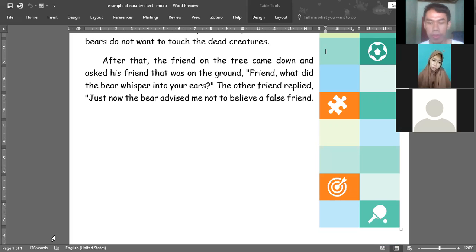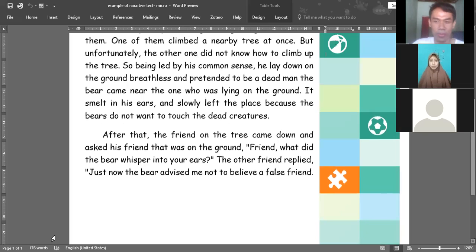After that, the friend on the tree came down and asked his friend that was on the ground, "Friend, what did the bear whisper into your ears?" The other friend replied, "Just now the bear advised me not to believe a false friend." Okay, thank you, Farda.